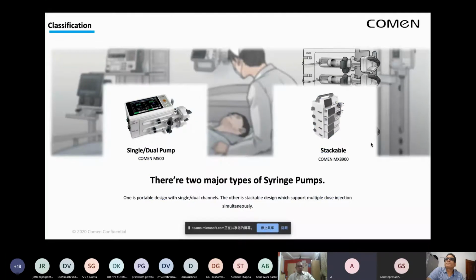For syringe pumps, there are single and dual channel, and one more, the stackable type, which means syringe workstations. There are two major types of syringe pumps. Single channel and dual channel are mostly for the general ward, and for some ICUs they are enough. But for the intensive ICU and operating theater rooms, we may need a stackable infusion workstation of up to 6 channel, 4 channel, or 8 channel, which we can also supply.